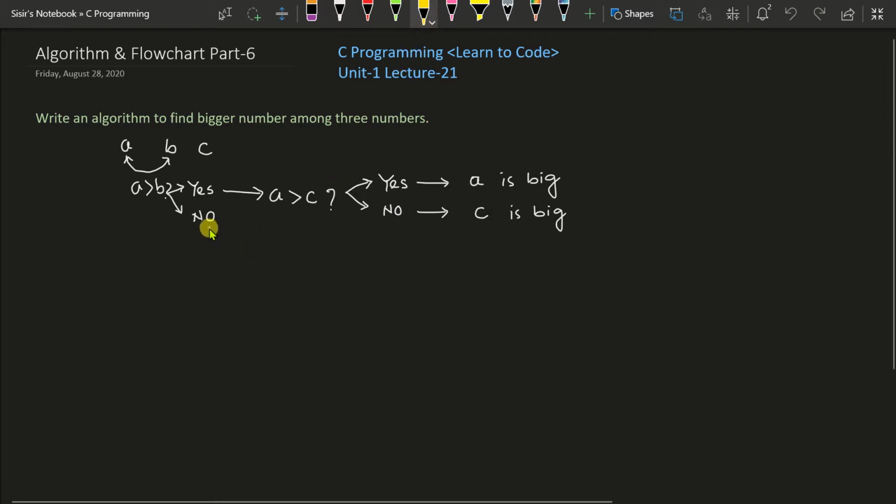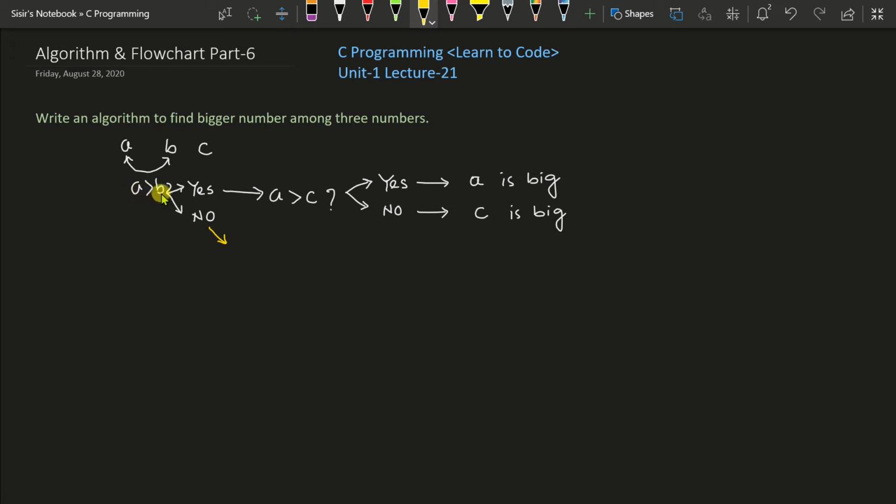So if it is no, what will happen? A is not greater than B, is it not? No means A is not greater than B. So if A is not greater than B, then which one is bigger? B is bigger than A.